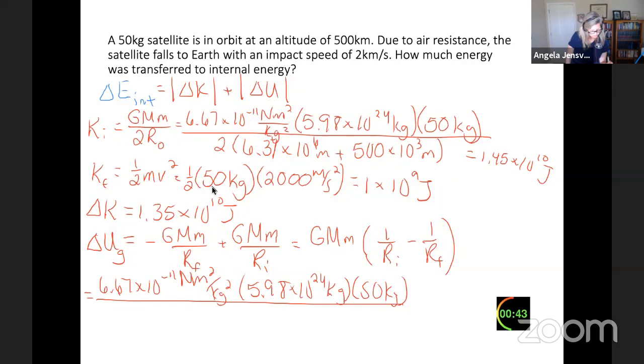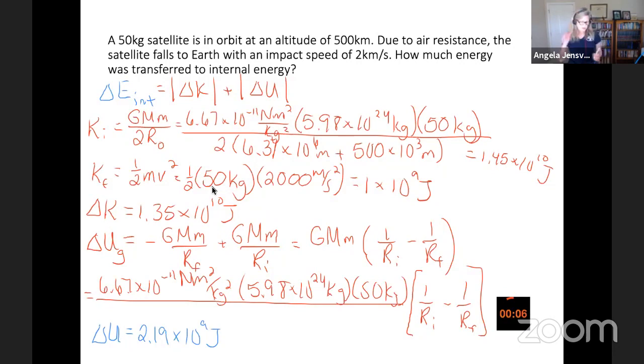I'm going to run out of room. So that's what I took out, and then I'm going to have 1 over R initial minus 1 over R final. I think you're going to have to trust me on this one, guys. I'm just going to tell you, hopefully you got this on your own, that the delta U, I got earlier, 2.19 times 10 to the 9th joules. So our kinetic energy decreased by 1.35 times 10 to the 10th joules, and our potential energy decreased by 2.19 times 10 to the 9th joules.